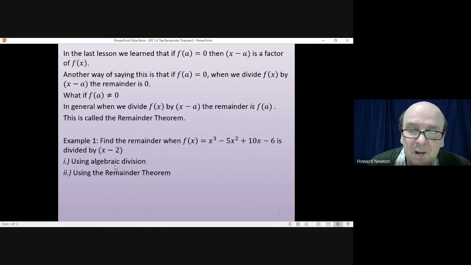So using algebraic division means you'll have to write down the cubic and say it's equal to x minus 2 times by something. Work out what the something is, but this time you will get a remainder at the end. And then we'll work it out using the remainder theorem, which is very straightforward. All we have to do is put x equals 2 into this function, and whatever we get for the answer, that is the remainder when we divide by x minus 2.